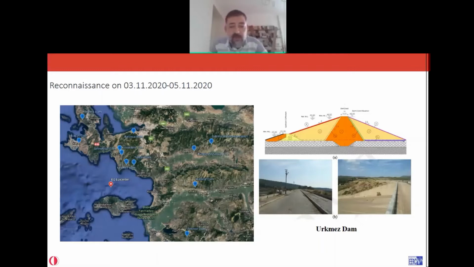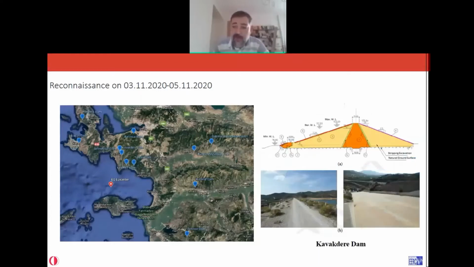Also, Professor Yılmaz, a member of the Earthquake Engineering Research Center, visited some of the earthfill and rockfill dams. We have also joined some of the reconnaissance activities. Luckily, no rockfill or earthfill dams were damaged after the event. All the performance is mostly elastic, except in one reinforced concrete face rockfill dam, where minor cracking was observed.